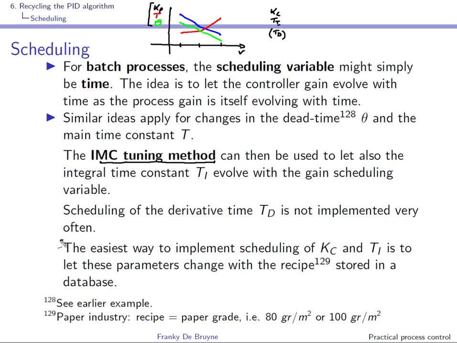And again, sometimes what is done, instead of implementing it this way, is that this adaptation is implemented in the recipe, so that, depending on the product that is produced, of course the gain scheduling variable will change, but in the recipe you have values of the controller gain and the integral time constant. So according to the recipe, these controller parameters are simply adapted.